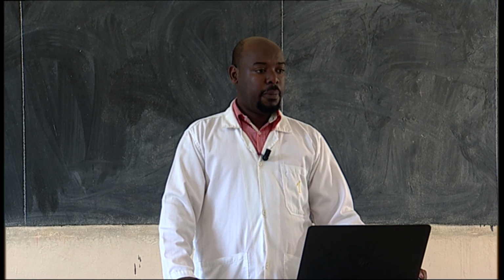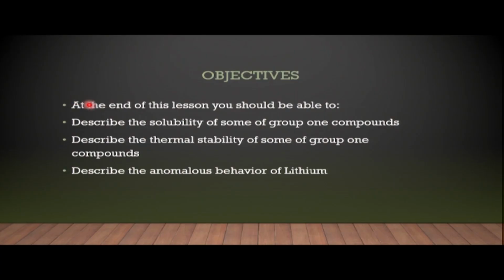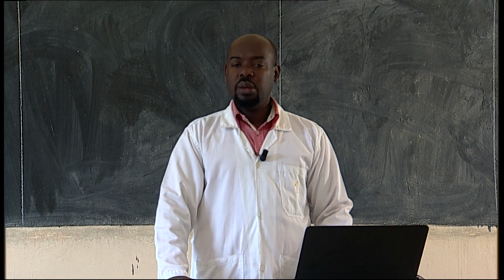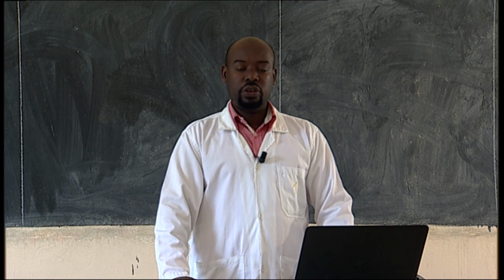So let us go on with the objectives. At the end of this lesson, you should be able to explain or describe the solubility of some of group 1 compounds. We cannot look at the solubility of all compounds, so we will look at the trends, if there are some, and the solubilities in general of some of those compounds. And you should also be able to describe the thermostability of some of group 1 compounds. We will also explain what is thermostability or thermodecomposition.